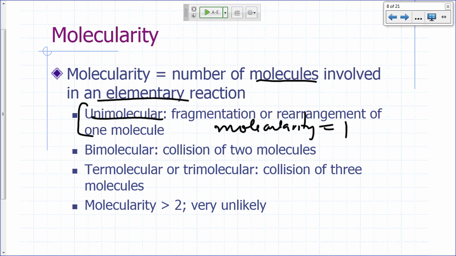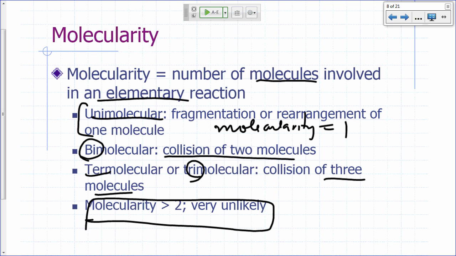Now, if you have a collision of 2 molecules, then you say the molecularity is 2. We call that a bimolecular process. If you have 3 molecules colliding, then that's termolecular, or trimolecular. Now, for molecularity greater than 2, any step that involves a collision of more than 2 molecules is very unlikely. So when you propose mechanisms, you generally propose steps that involve only 1 or 2 molecules. So that's what molecularity means.